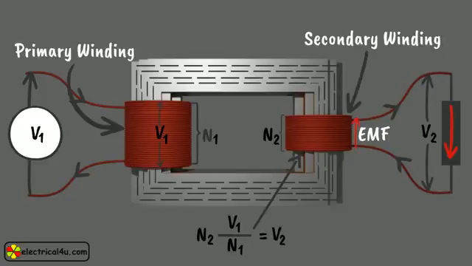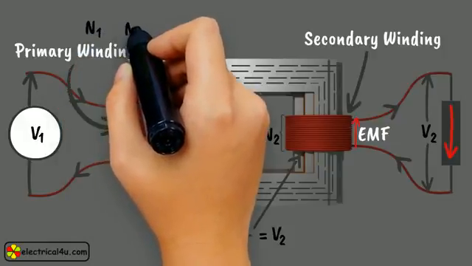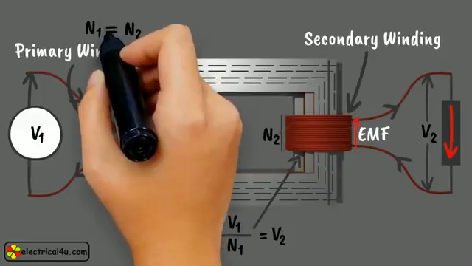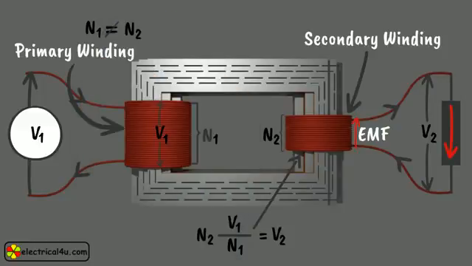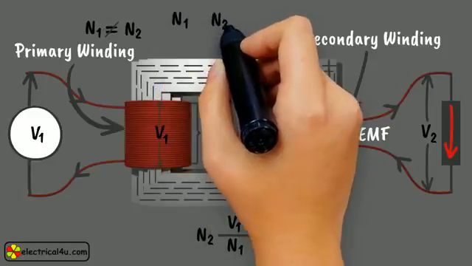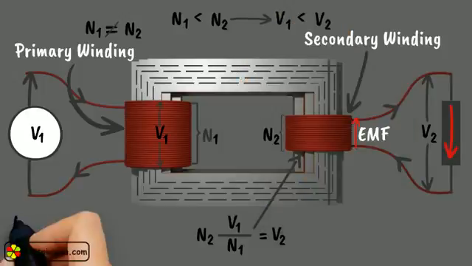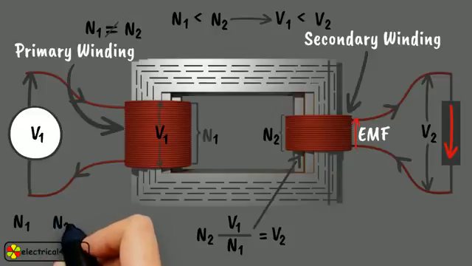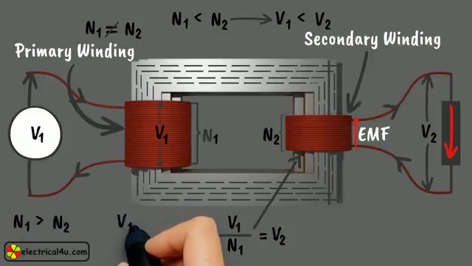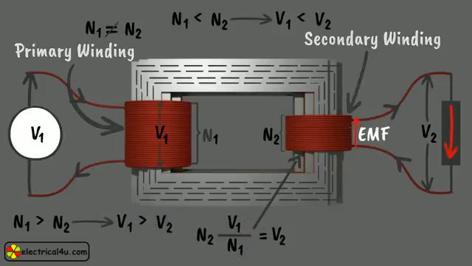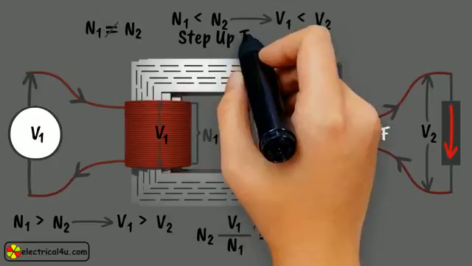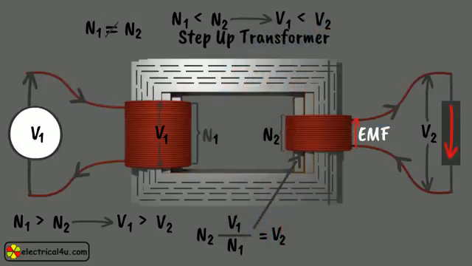If the number of turns of secondary winding is not equal to that of primary winding, that is, if N2 is not equal to N1, then secondary voltage of the transformer is different from primary voltage. Now, if N2 is greater than N1, the secondary voltage will be more than primary voltage. On the other hand, if N2 is less than N1, the secondary voltage is less than the primary voltage. The former is called a step-up transformer, and the latter is called a step-down transformer. This is the most basic theory of a transformer.